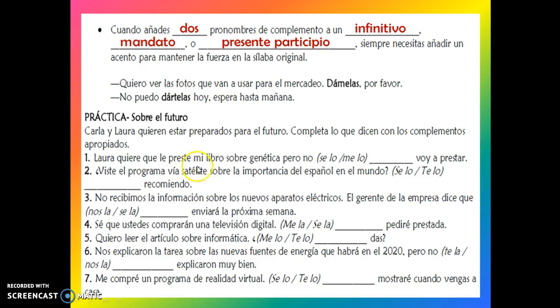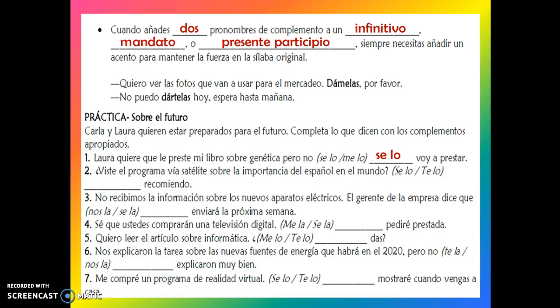Laura quiere que le preste mi libro sobre genética. So Laura wants me to lend my book to her about genetics, pero no, basically I don't want to lend it to her. So the to her we know is ley, and it's the se that the ley changes into. So no se lo voy a prestar, I'm not going to lend it to her.